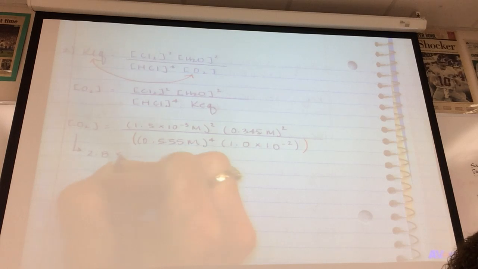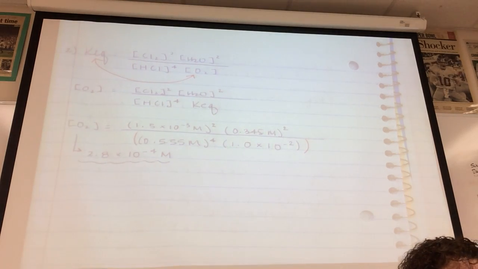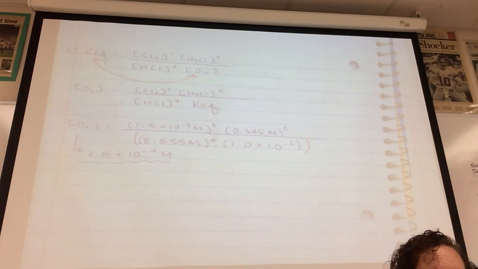I've got 2.8 times 10 to the negative 4 capital M for molar. And again, go back and plug this in and see if it works. Make sure you're getting the right answer. It's a good check system to use, and I do.